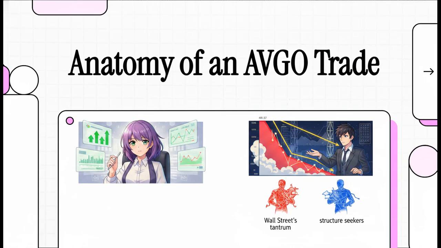This is the channel where we completely ignore the noise and break down the actual, real-world data and execution behind massive market moves. Today, we are tearing into Broadcom. So AVGO recently took a pretty massive hit, right? It basically fell off a cliff from its all-time high of $481.57, all the way down to the $374 range right after their recent earnings report. Wall Street absolutely threw a tantrum over it. But you know us, where they see panic, we look for structure.